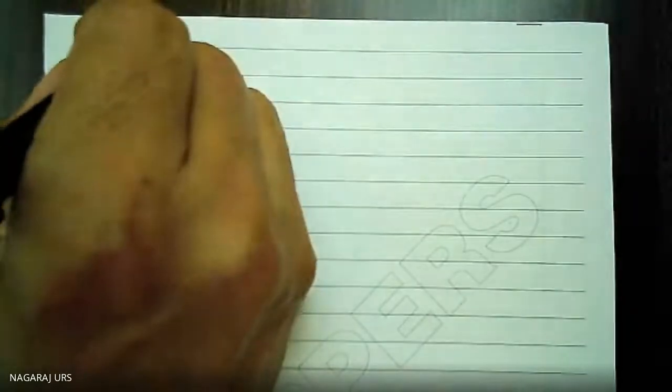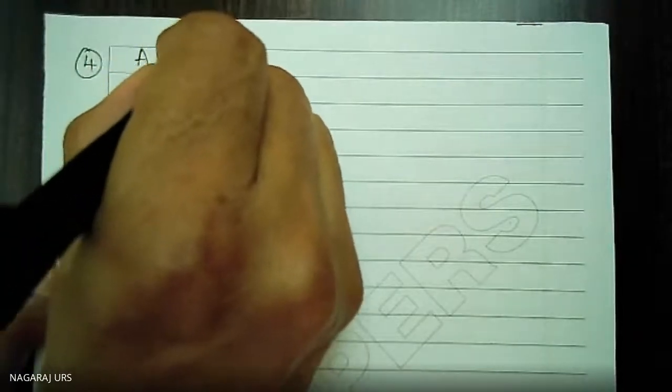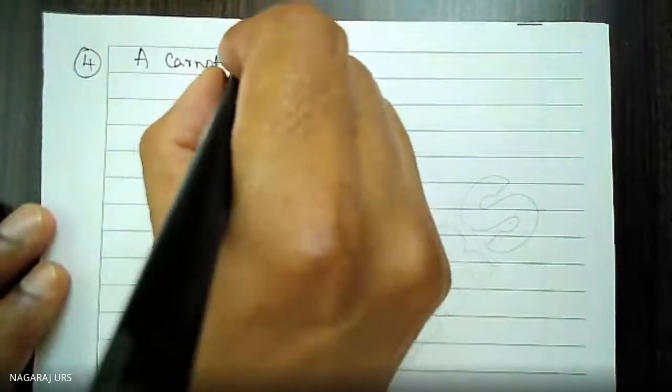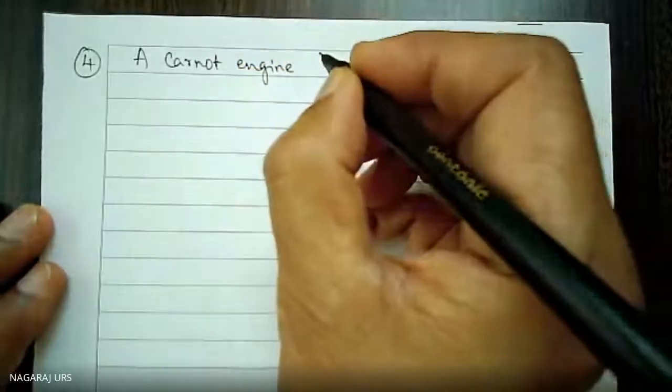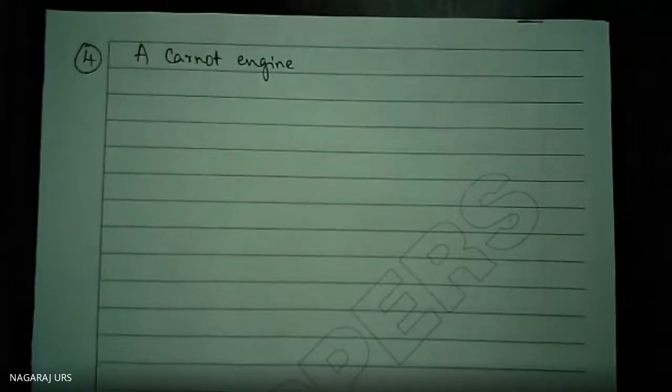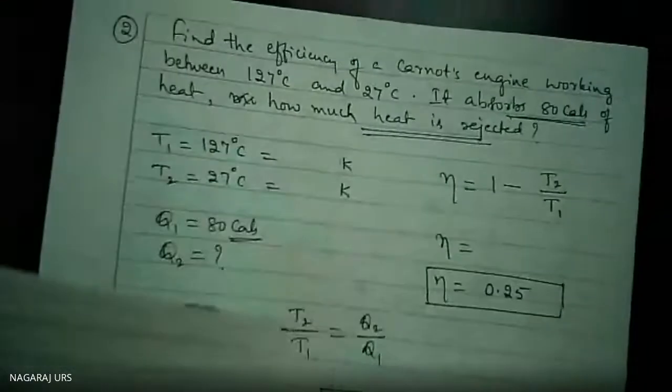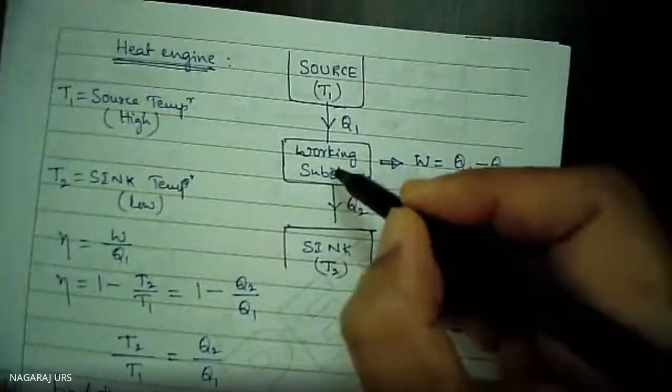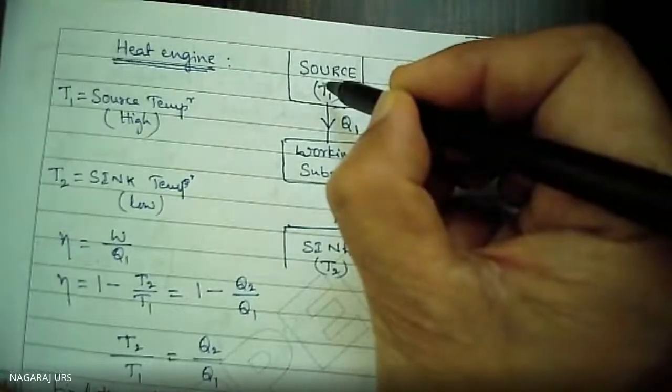Problem number 4. A Carnot engine working as a refrigerator. Don't forget, refrigerator means don't get afraid. A refrigerator is a reverse heat engine. Here the heat energy will be transferred from the sink, through the working substance, to the source. It is a reverse heat engine.